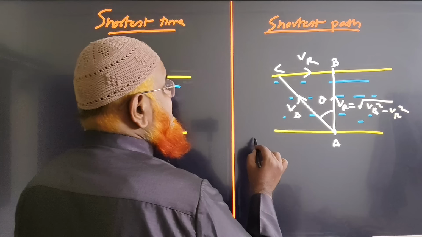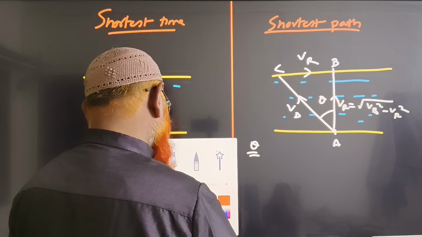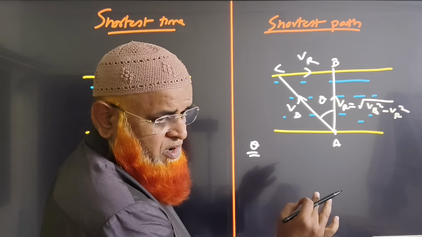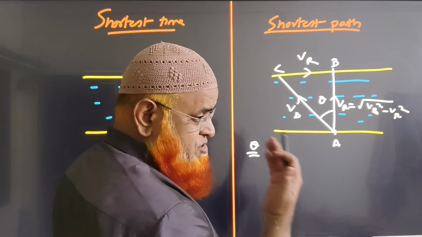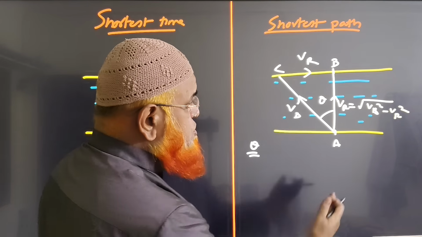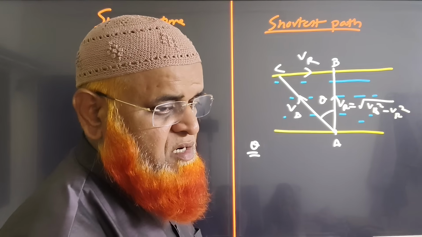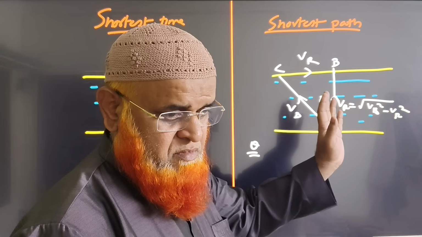Then if you want to find out the direction of the boat, that means you have to find out theta here. So what's the way you have to find out theta here? The best way is, as you know boat velocity because you are rowing the boat. You know river velocity because you are seeing the velocity of the river. You don't know resultant velocity unless you reach there, isn't it?